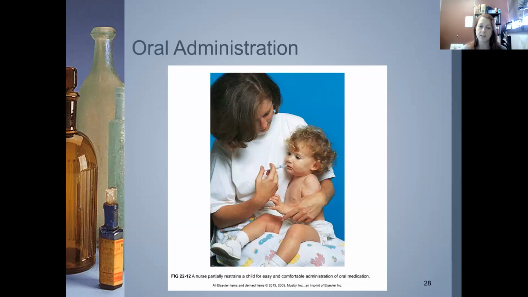If you're in the hospital setting, you have help, it's helpful to have somebody else that will hold the patient down while you're administering it. If you're by yourself, it's going to be a little bit more challenging.